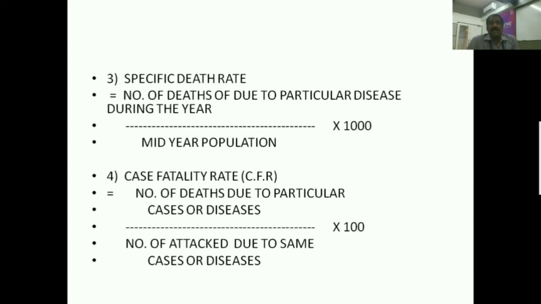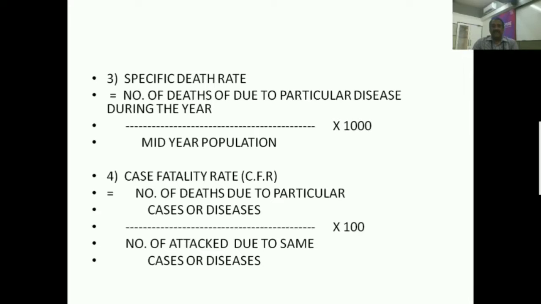The next one, the third one, is specific death rate. The number of deaths due to a particular disease or a specific disease during the year, divided by the mid-year population, times 1000, gives us the specific death rate.